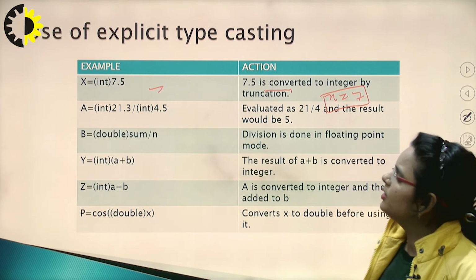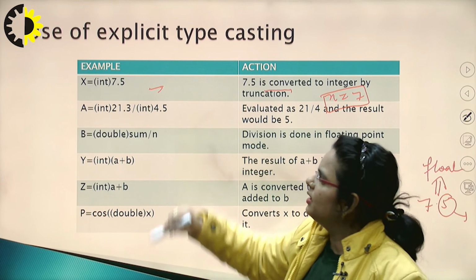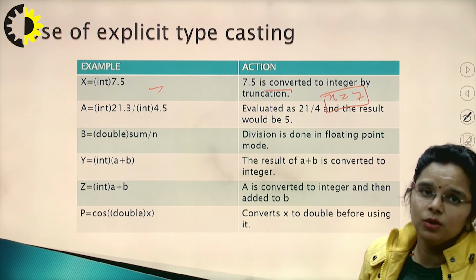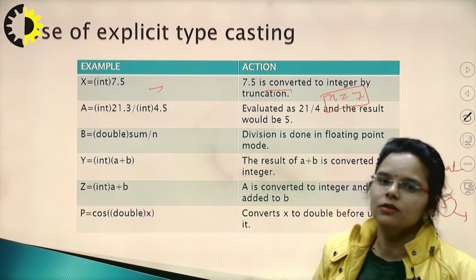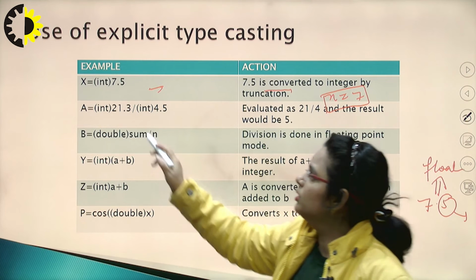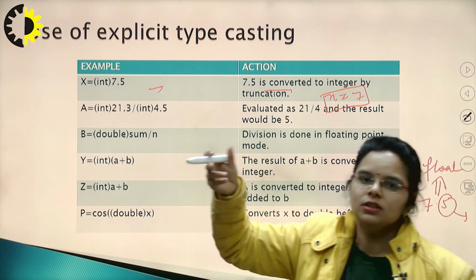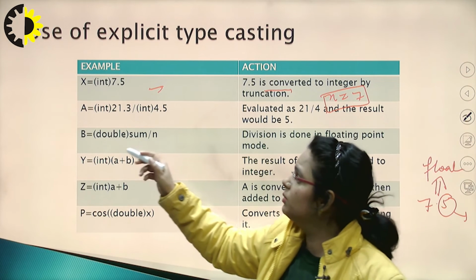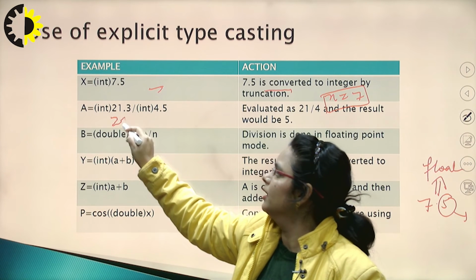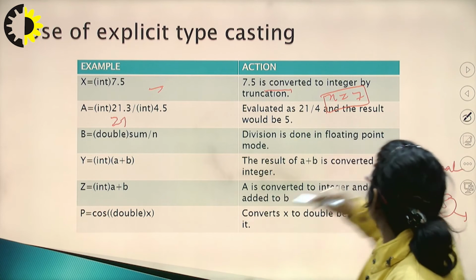Okay. Now let us move to another example. Int a is equal to int 21.3. So 21.3 is a float type value, and it is converted into integer type value. Obviously the 0.3 value would be truncated, and 21.3 is converted to 21.